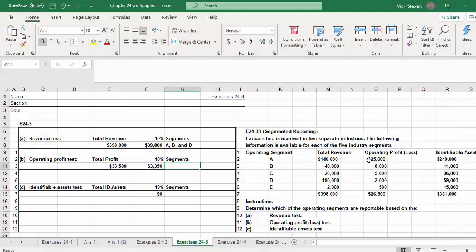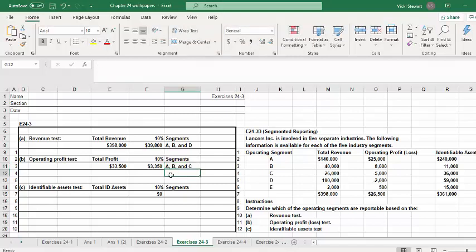So in this test, we see A met that test, B met the test, but so did C. Even though C had a loss, the absolute value of $5,000 exceeded $3,350. So for this test, A, B, and C met the test.